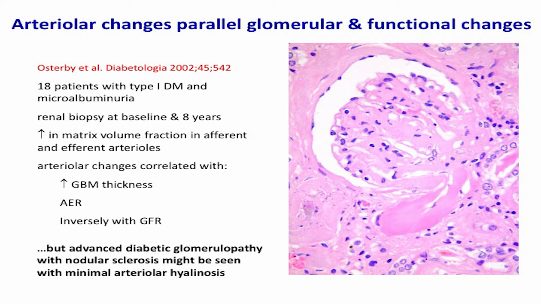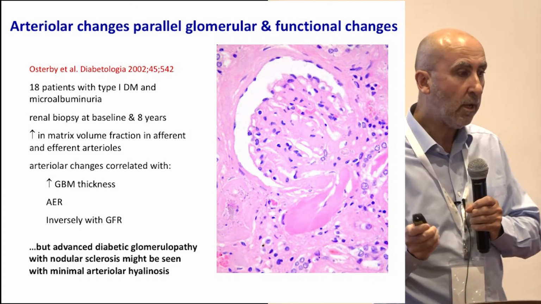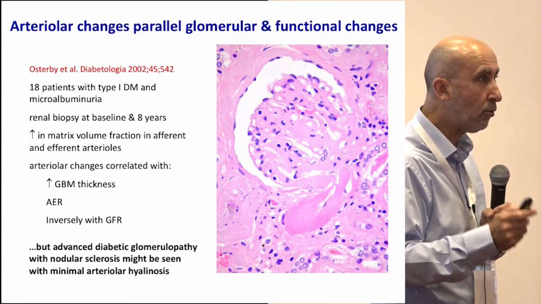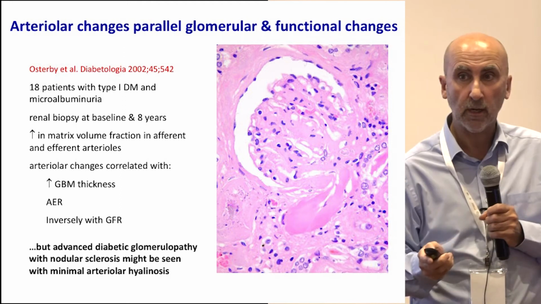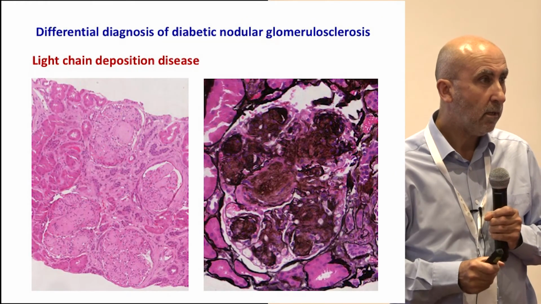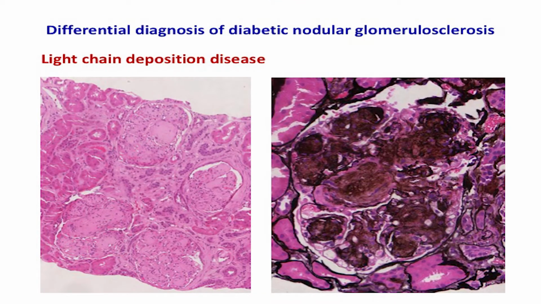In general, the arteriolar changes parallel the glomerular changes and do correlate with prognosis. However, I see many cases of an advanced diabetic glomerulopathy with little or no arteriolar hyalinosis. And this can cause problems in the differential diagnosis for the pathologist, because the main differential diagnosis for diabetic nephropathy for the pathologist is light chain deposition disease.